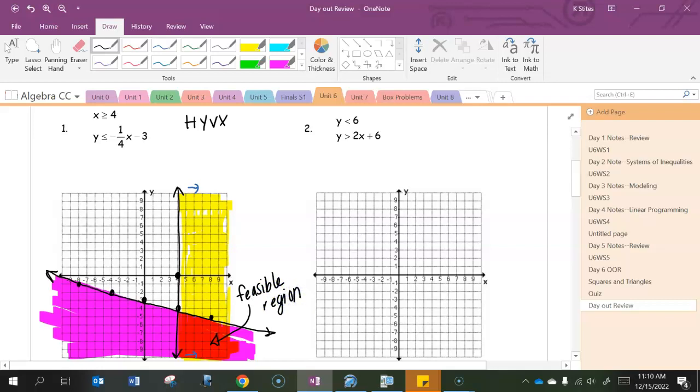All right, let's try the next one. Number 2, we also need to look at the hivex, but this is a y. That means I'm going to have horizontal. Make sure you're up at 6 on the y-axis. This is going to be a dotted line because I don't have that equal to. And it is a less than, so I will be shading below it.